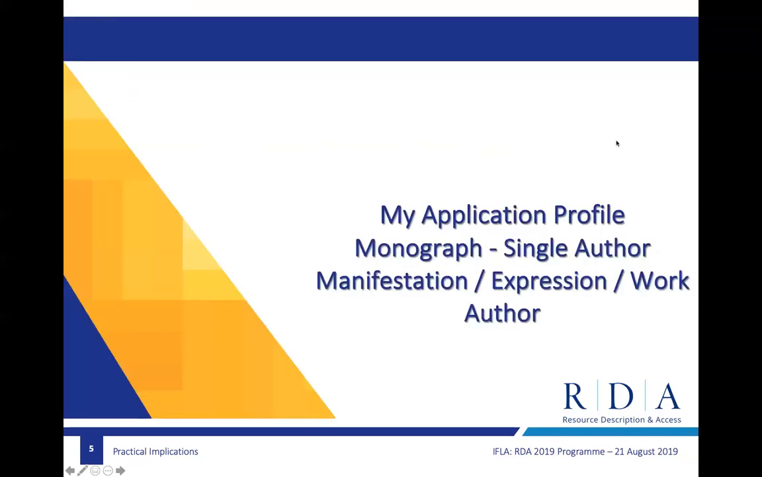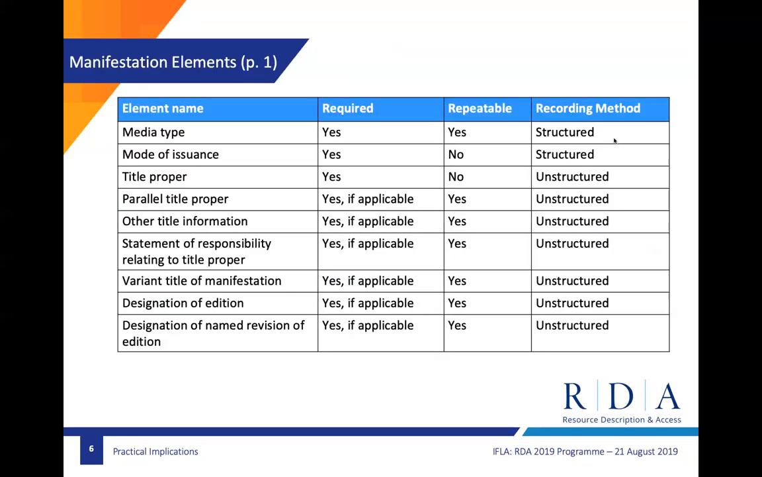Let's take a closer look at this application profile that I've come up with for the monograph and a single author. And there are four different pieces of it: manifestation, expression, work, and author. I've set this up as a very simple table, which tells me the element name in RDA, whether or not, as a cataloger, I'm required to supply it or required to supply it if it's applicable, whether or not it's repeatable, and what recording method I'm supposed to use. This is specific to my set of institutional preferences, my application that I'm cataloging it in. All sorts of things come into play here.